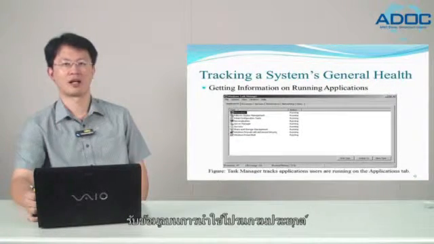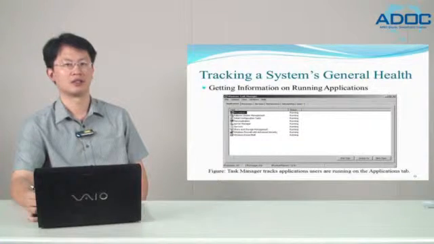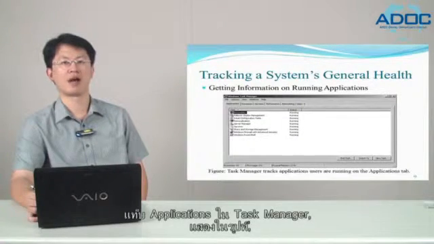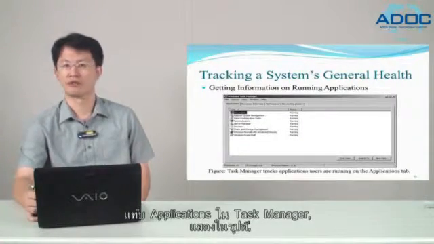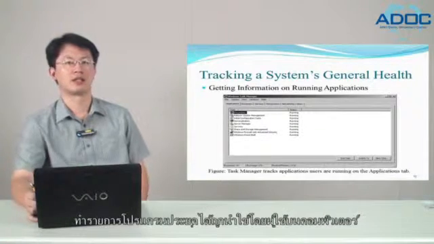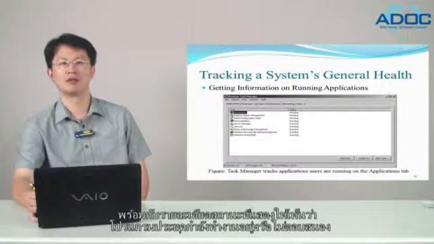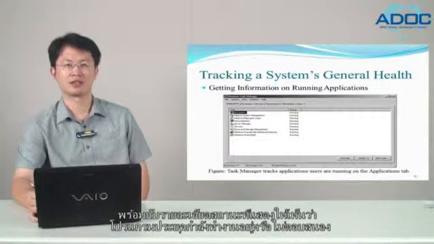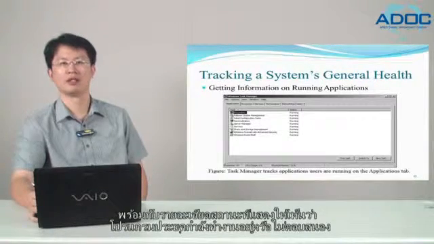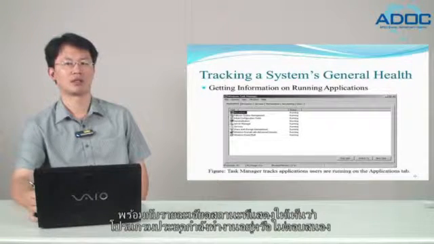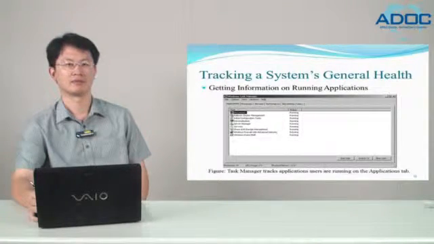And getting information on running applications. The Applications tab in Task Manager, shown in the figure, lists the applications being run by users on the computer along with status details that show whether the applications are running or not responding.